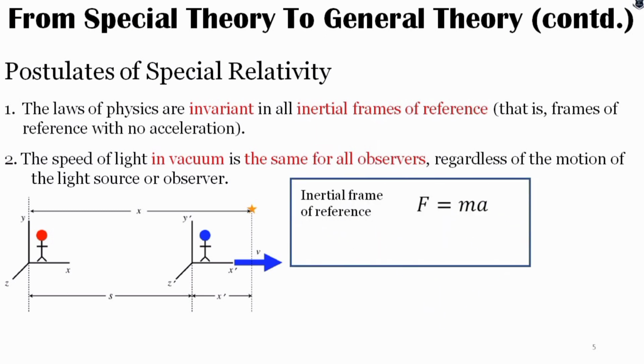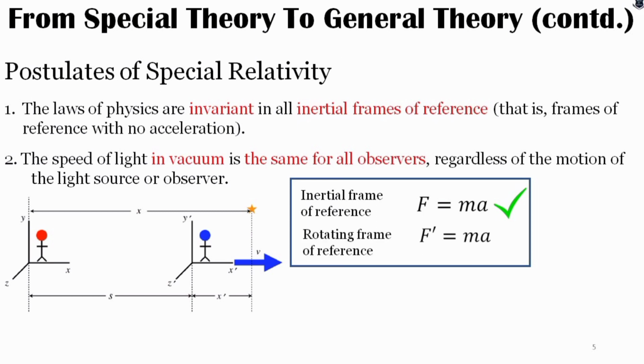What that means is that if we are using an inertial frame of reference, then Newton's law of force equals mass times acceleration actually holds in the inertial frame of reference. That is, the laws of physics are invariant. That means it is not changing in frames of reference which are obviously not experiencing any kind of acceleration.